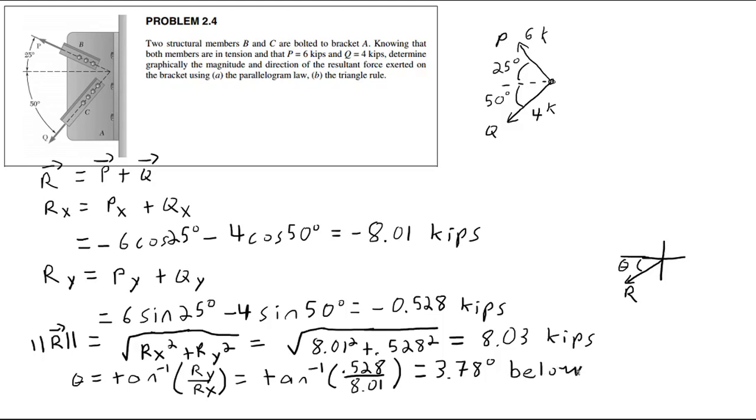Below negative x-axis. Alternately, you could also represent this if you wanted to. I've seen people represent it like this to indicate below the negative x-axis if you want. But I usually just write below negative x-axis, but you can use any format that is convenient and pretty and clear.